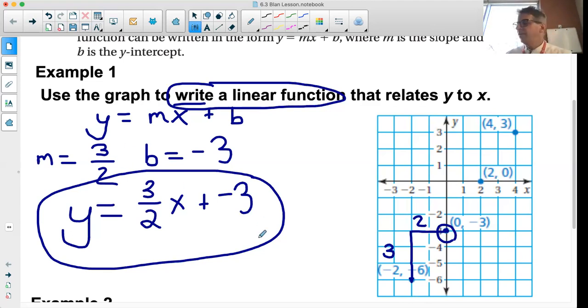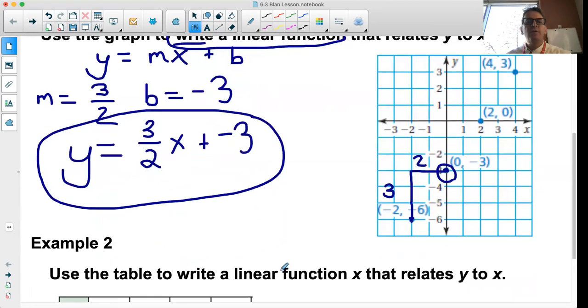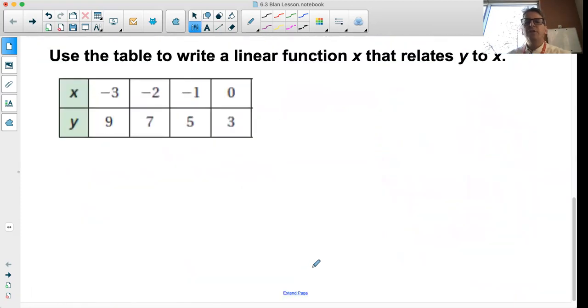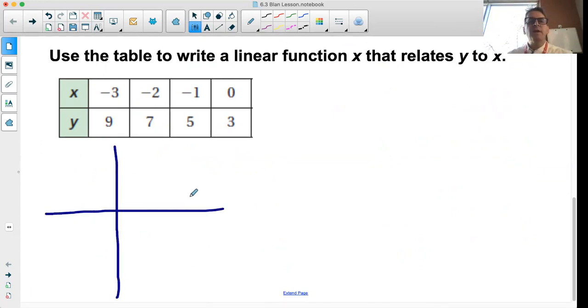Okay, let's move on to example 2. In this case, we are given a table, and we're going to be asked to use the table to write a linear function which relates y to x. Now, if you had to graph these out, it would look something like this. I'm just going to draw a general shape of the graph.